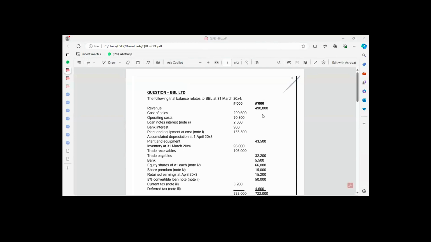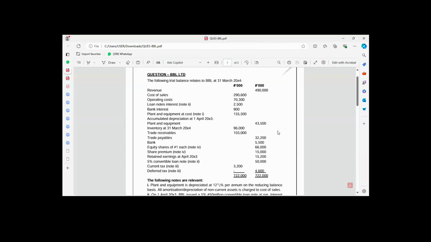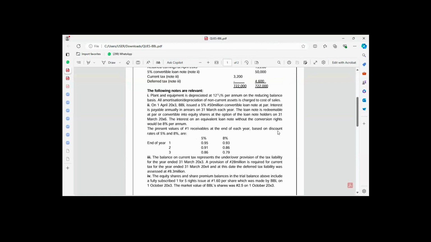Can you see my screen? Yes, sir. This is the trial balance. Look at the question. The balance on the current tax represents under or over provision of tax liability for the year 31st March 2002. A provision of 28 million is required for the current year tax for the year ended 31st of March 2004, and the deferred tax liability was assessed as 8.3.